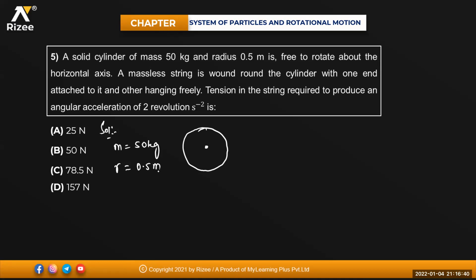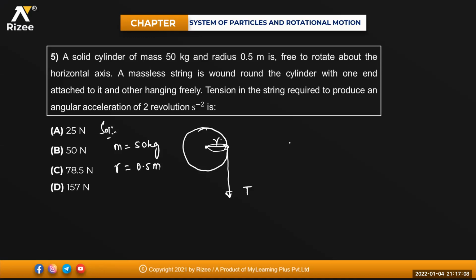A massless string is wound around the cylinder with one end attached to it and the other end hanging freely. Okay, this is the radius R and here there is another end free. This is a tension T. So force into perpendicular distance will be your torque. Tension in the string required to produce an angular acceleration of 2 revolutions per second will be equal to how much?